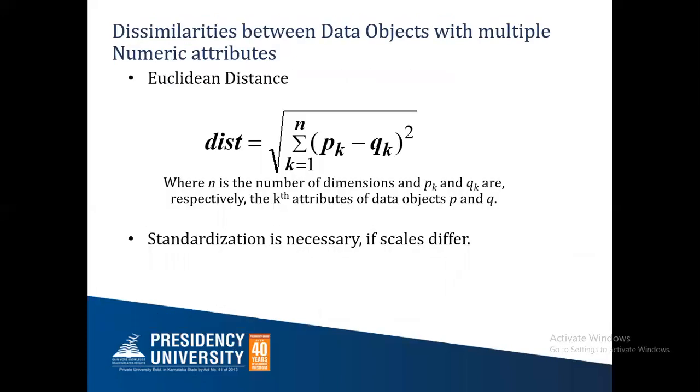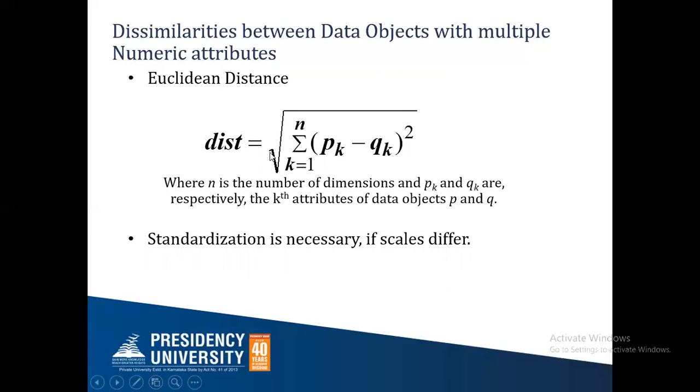Next, let us see in case of multiple attributes. So we have multiple numeric attributes, how to calculate the dissimilarity. As I just told you, if the two objects are dissimilar, if we plot them on a graph, they will be very far away. The distance will be more between the points which are dissimilar. So we calculate the Euclidean distance.